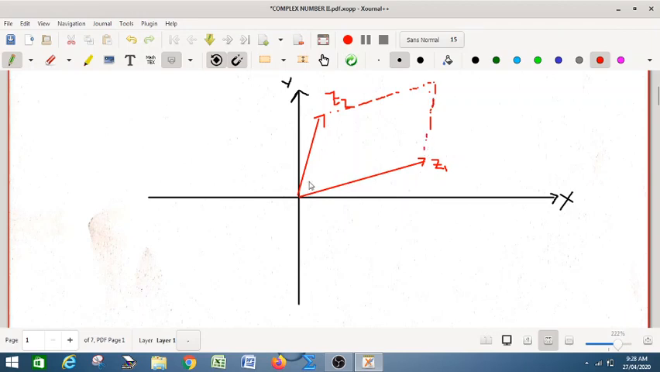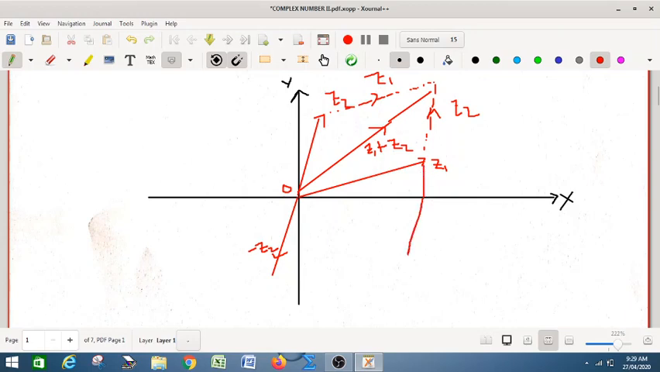As you can see the parallelogram, look at the diagonal. This diagonal is represented, just like a vector, by z1 plus z2. So z1 plus z2 is the diagonal of the parallelogram with z1, z2 as the tips of adjacent sides. So this is also z1, this is z2, just like a vector, and this is the origin. This side is minus z2, and again this side is also minus z2.